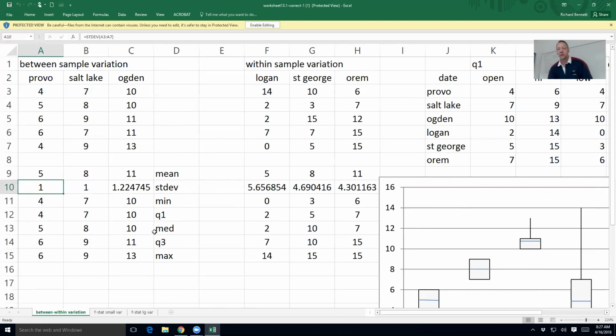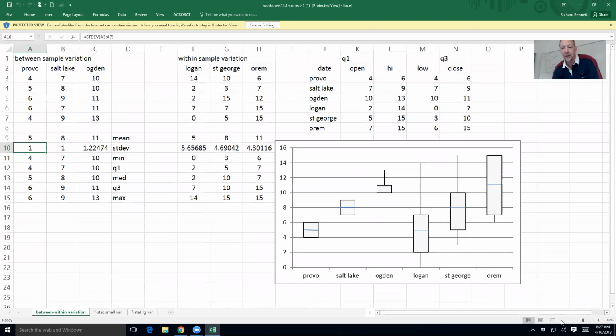Now, I've created some box and whisker diagrams here. You can see visually, there's hardly any whiskers on these because it's kind of goofy data. But you can see clearly these boxes don't overlap at all. So it's probably pretty easy to say, it looks to me like the mean of Provo is different from the mean of Salt Lake, which is different from the mean of Ogden. This is what we're going to call between sample variation. These 3 don't overlap at all. Does that make sense visually?